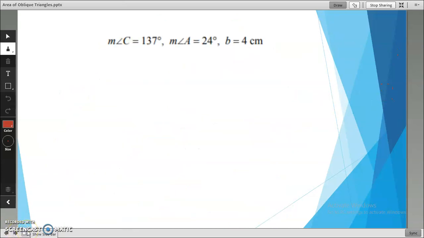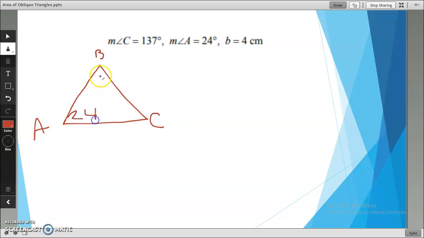All right, I'm going to go ahead and draw it out to help me visualize what's going on. So A, B, C. A is 24, C is 137. B is 4 centimeters. I can easily find the angle B. Angle B is equal to 19.